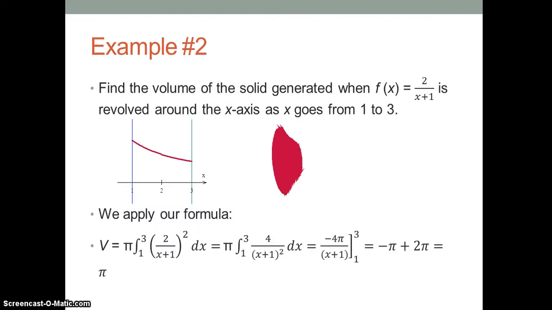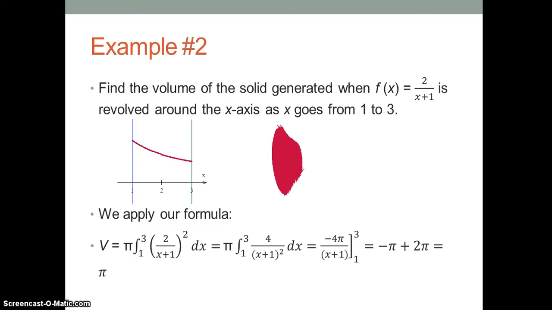Example 2. Find the volume of the solid generated when f of x is equal to 2 over x plus 1 is revolved around the x-axis as x goes from 1 to 3. I couldn't get a very good shape using a plotting program on this one, but you get the idea. I got a little picture of it off to the right. So again, we apply our formula. Pi times the integral from 1 to 3 of 2 over x plus 1 squared dx.